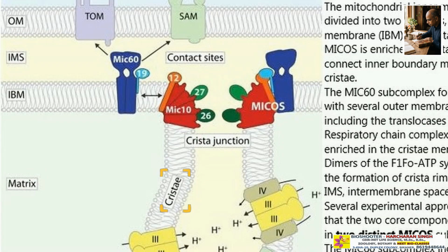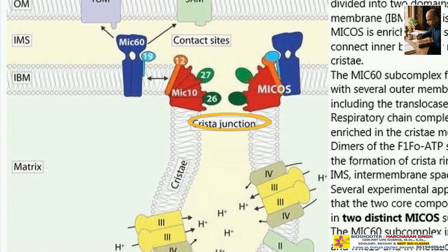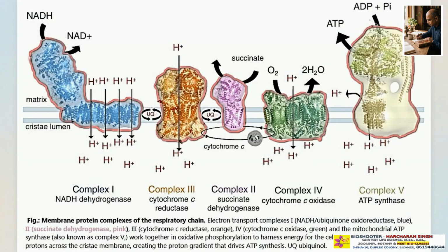To maintain this dense architecture, the folds must be anchored. This schematic highlights the MICOS complex, specifically the MIC60 and MIC10 subcomplexes, which bridge the boundary membrane and hold the narrow cristae junctions in place. This vast folded surface area is where the actual energy production happens. Here we see the machinery of oxidative phosphorylation.